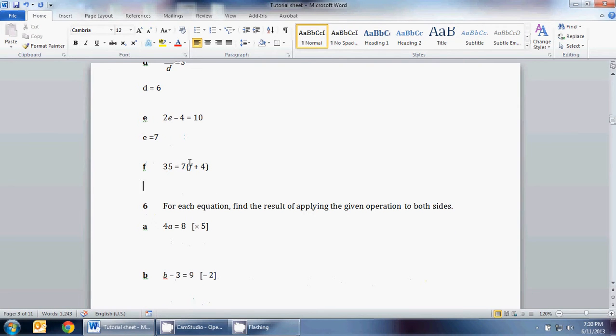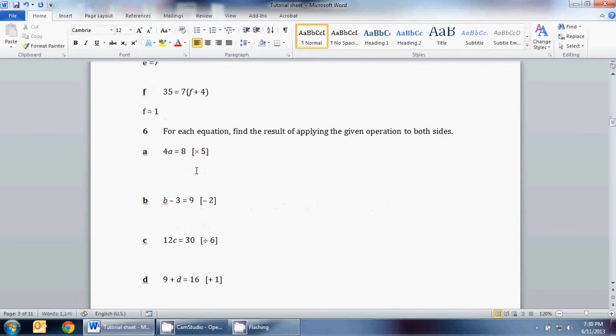35 equals 7, bracket F plus 4. Alright, so 7 times something will equal 35. Alright, so 7 times 5 equals 35. That means that F must equal 1.